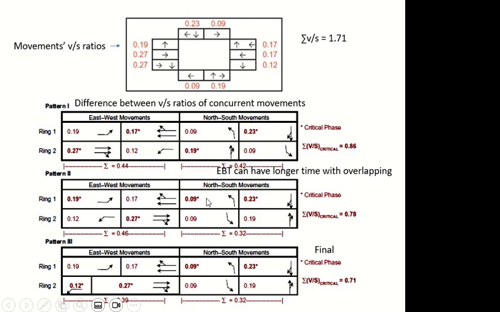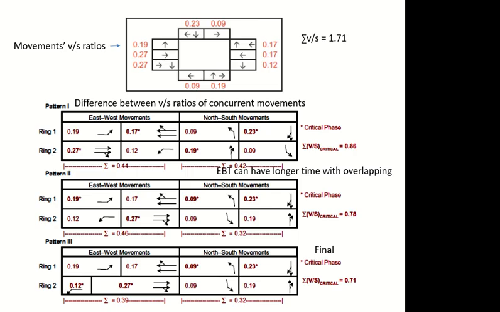Then I went from number 2 to number 3, and the V by S ratio decreased further, so I will cancel number 2 and go with number 3 now. Okay, can we do something else with this one? Maybe we can. You have to use your imagination here.